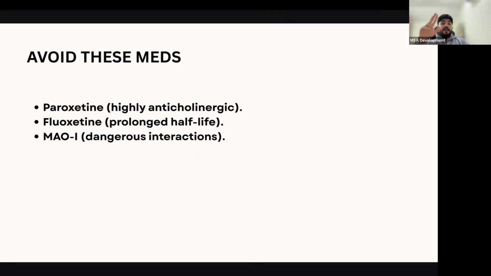They're going to stay more in the blood, so more chances of toxicity. We don't want that. Paroxetine, highly anticholinergic. I don't want it. Monoamine oxidase inhibitors, they can have dangerous interactions. They're even dangerous in adults. And I think they're not prescribed anymore, except in refractory cases. So generally try avoiding these medications. These three, avoid them when it comes to treating a geriatric patient who's suffering from depression.